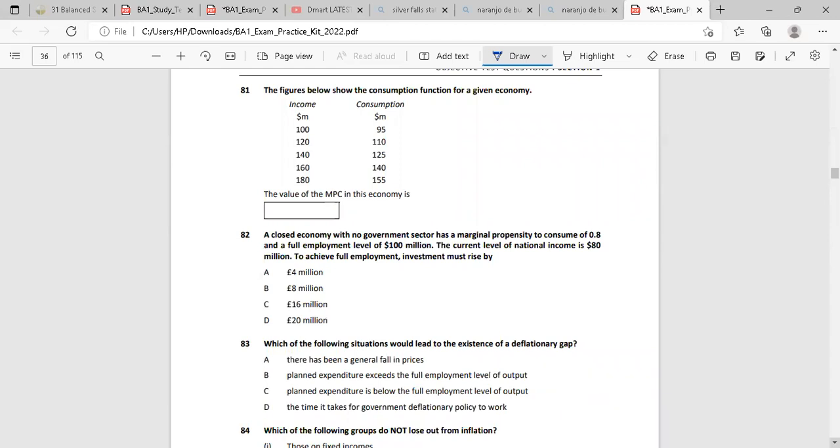The figures below show the consumption function for a given economy. We see income and consumption. The value of MPC, marginal propensity to consume, in this economy is, see, what is marginal propensity to consume? So we have incomes given, we have also the consumptions given.